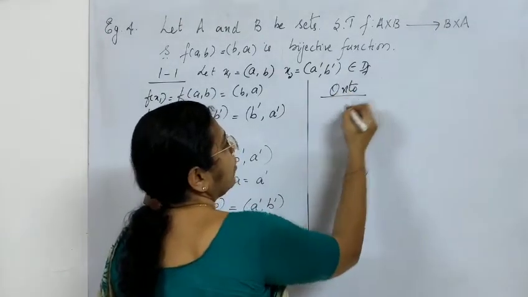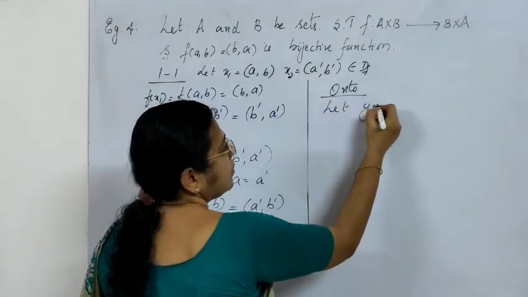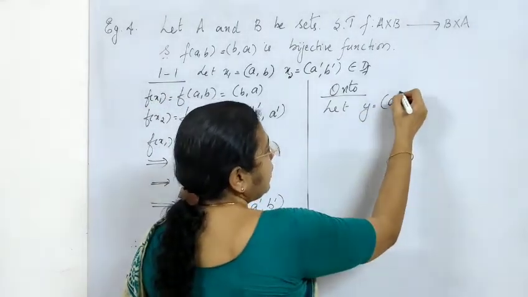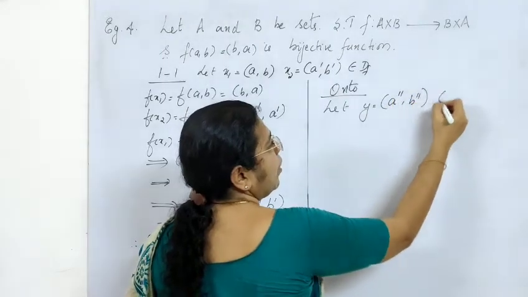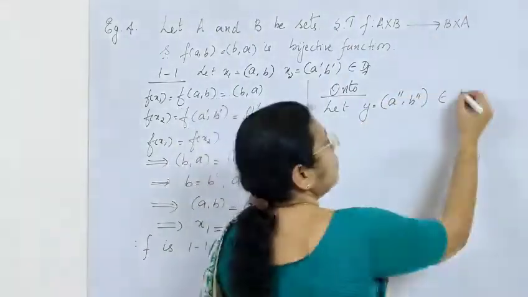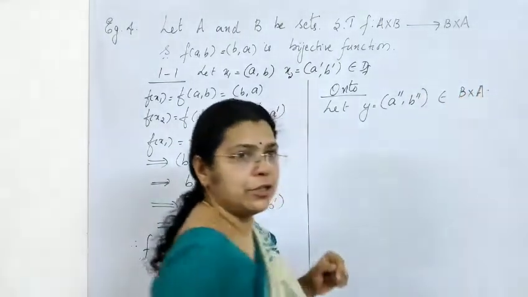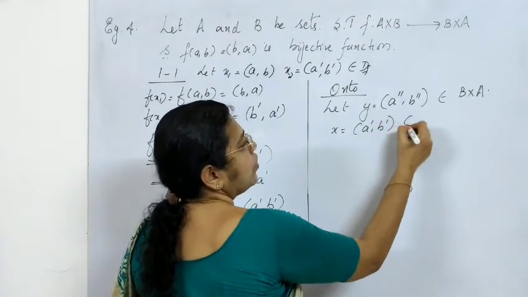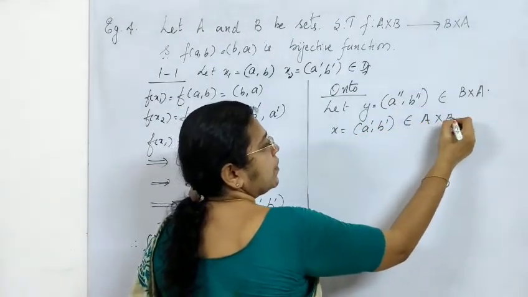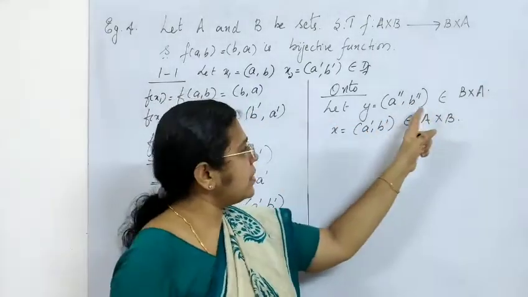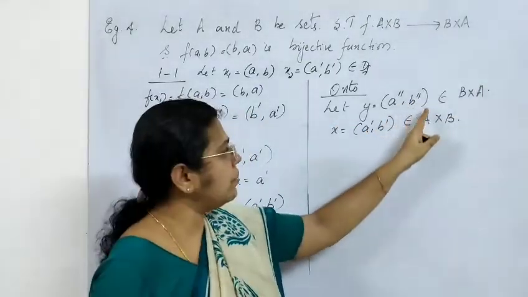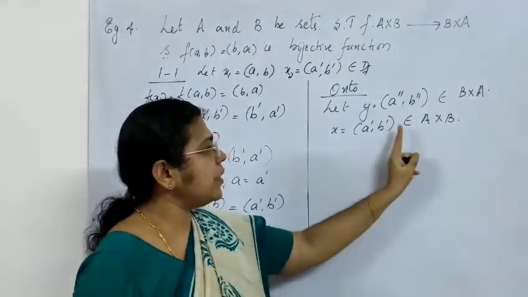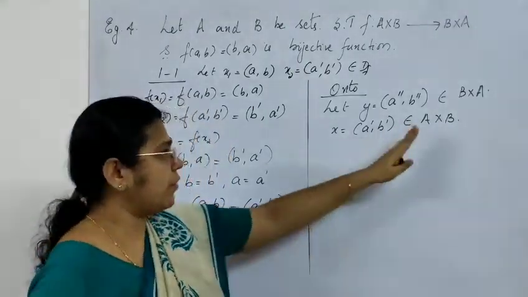Now to check for onto. Let y, which is again an ordered pair, y equal to (a'', b''), belong to, where does y belong to? B cross A, the codomain of the function. And x is equal to (a', b'), belonging to where? A cross B. I have taken y as this ordered pair (a'', b'') which belongs to the codomain of the function, and let x be (a', b') which belongs to the domain of the function A cross B.